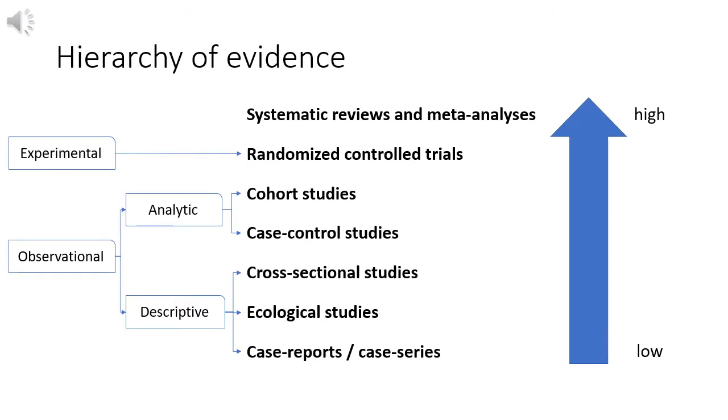On the bottom of the hierarchy of evidence are observational studies that can be called descriptive. Descriptive observational studies are cross-sectional studies, ecological studies, and case reports or case series. A little bit better than descriptive studies are observational analytic studies. These are cohort studies and case control studies. And the only experimental study we will talk about is a randomized controlled trial, which is considered by many researchers as the gold standard in research.